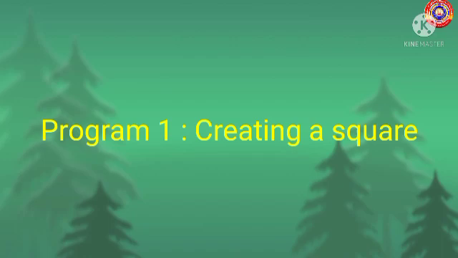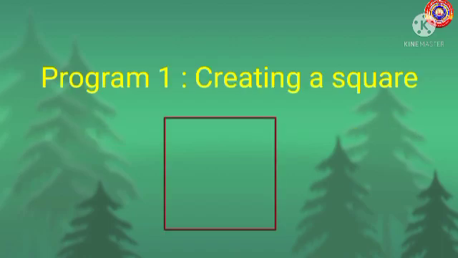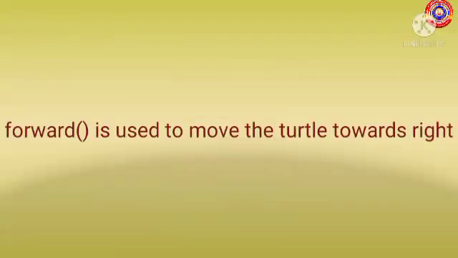Our first program is to create a square. All of you know that a square has 4 sides, right? So we have to draw 4 line segments in Python. Can you say which command is used for drawing a line segment in Python? The command forward is used to draw a line segment. The forward statement moves the turtle to the right. So we have to move the turtle to the right direction for drawing a line segment, haven't we?